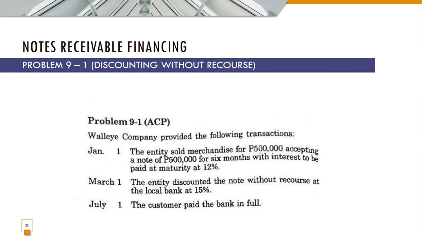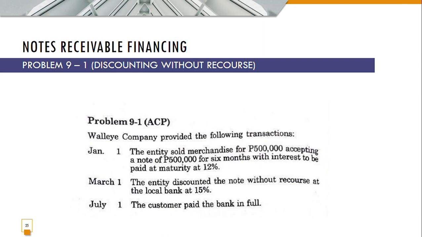Let's do a problem on discounting without recourse, problem 9-1. It's Walleye Company. Walleye provided the following transactions. The entity sold merchandise for 500,000, accepting a note of 500,000 for 6 months with interest to be paid at maturity at 12%. On March 1, the entity discounted the note without recourse at the local bank at 15%. So 15% is an annual discounting rate. On July 1, the customer paid the bank in full.